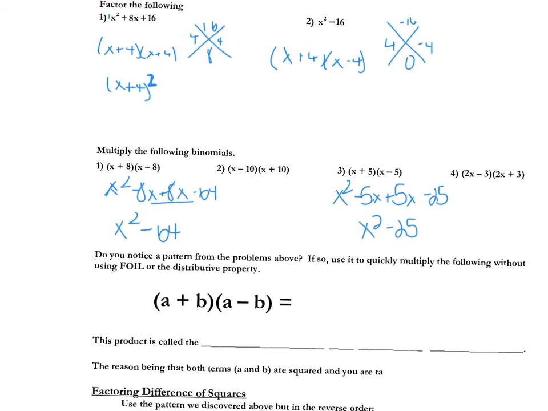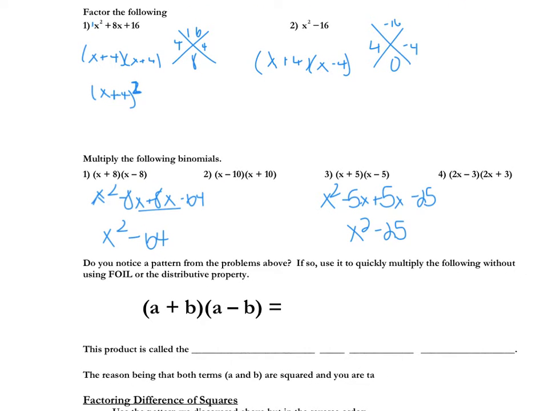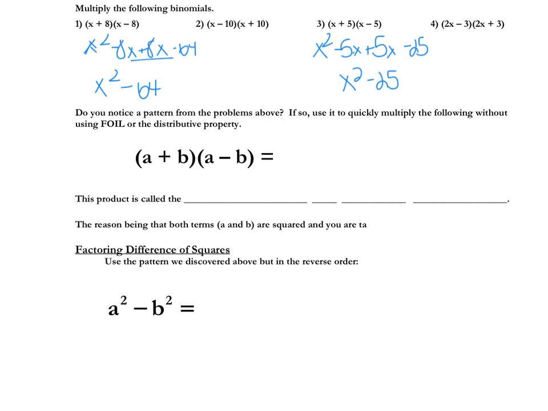Hopefully you're starting to see a pattern here: when we have x squared minus 16, that factored to these two because the middle term was 0. Well, when you multiply opposite signs of the same number, you see that the middle term cancels out. So this is actually known as the product of two perfect squares. So we call it the difference of two squares.